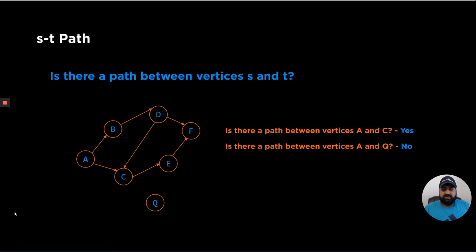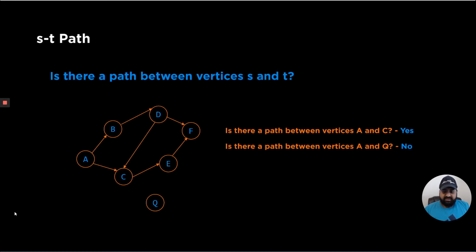When we discussed different problems associated with graphs in the first week, we covered the problem of S-T path, which asks: is there a path between vertices S and T in a graph? Given two different vertices, in this graph, which doesn't have to be connected, we try to find whether there is a path between vertices x and y, or in the first case, let's say A and C. Yes, there is a path here because we can traverse from A to C, or we can traverse from A to B to D to C.